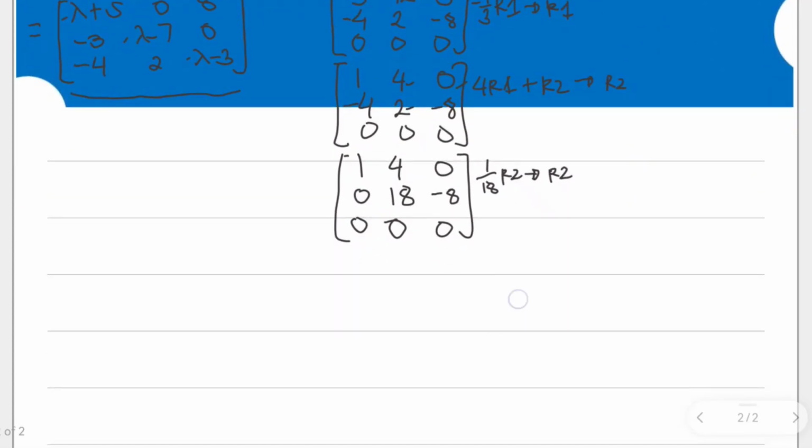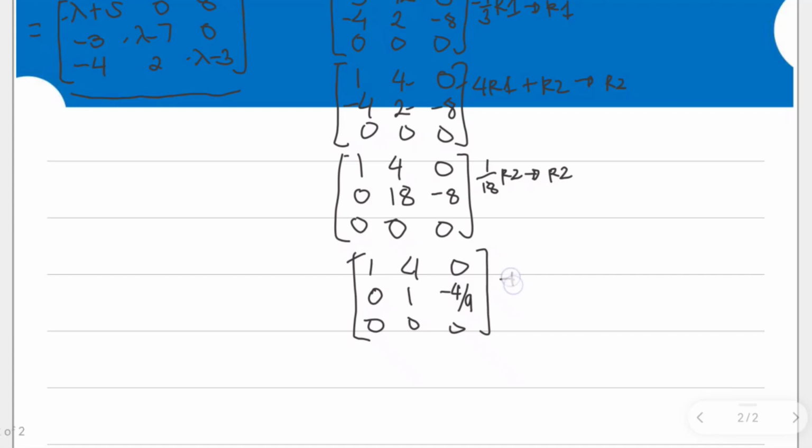So we could come up with our reduced row echelon form. We have 1, 4, 0, 0. We have 1, so negative 8 over 18. In lowest terms, you have negative 4/9. Please kindly check if it's correct. Divide by 2, divide by 3, yes. And we have 0, 0, and 0 here as well. Now this is a row echelon form rather, not the reduced row echelon form.